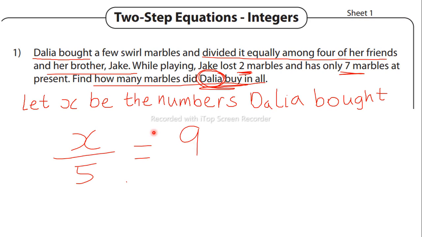Alright, no problem. Remember, it says Delia bought some marbles. We don't know how many marbles she bought. So because we don't know how many marbles she got, we're going to call that amount x. So she has x marbles. That's how much she has.